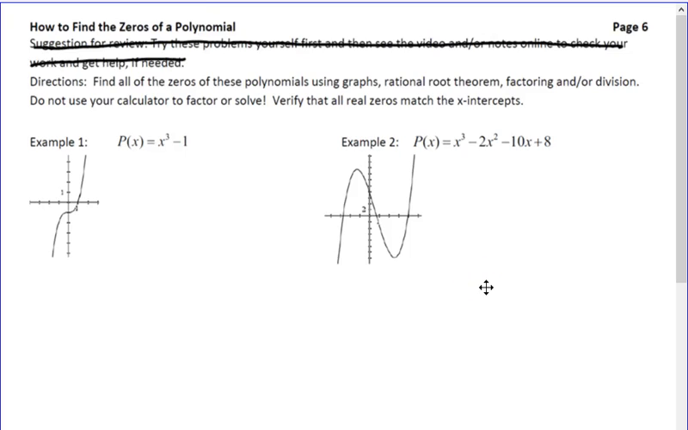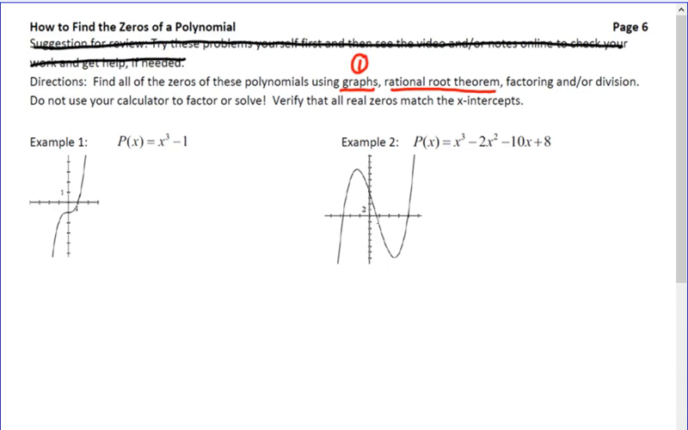In this video, we're going to look at how to find the zeros of a polynomial. I'm going to read the directions, making sure you understand what I'm expecting of you. Find all of the zeros using graphs. That means you can look at the graph to see if you notice a zero. So that would be your first thing you look at.